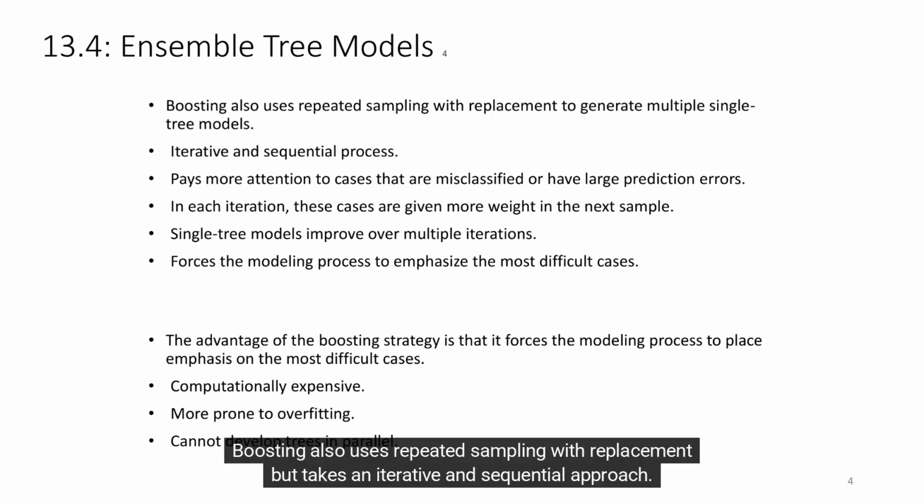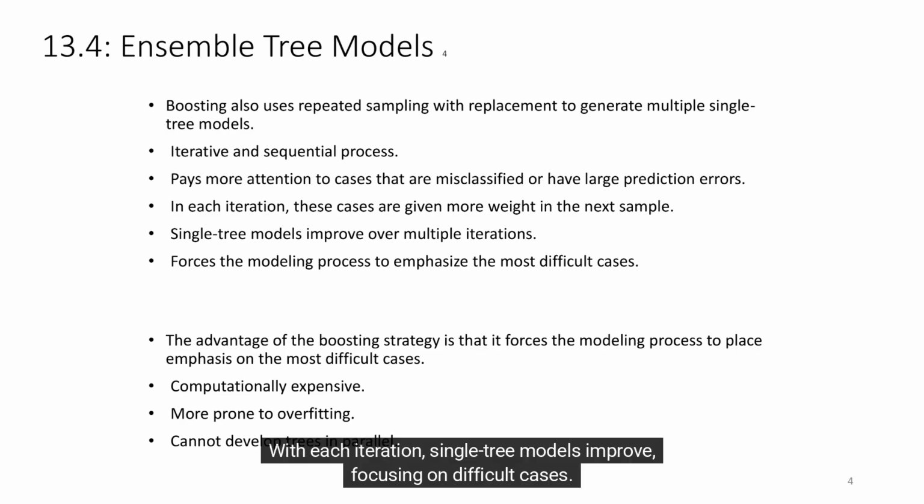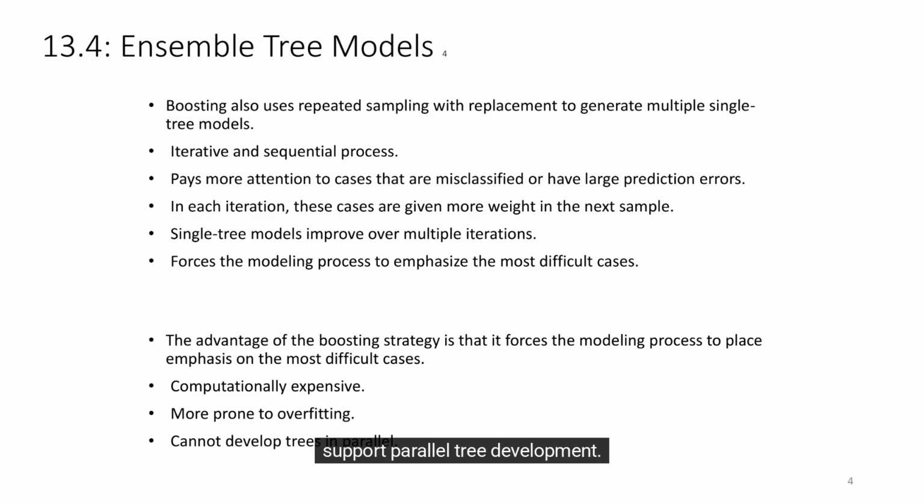Boosting also uses repeated sampling with replacement, but takes an iterative and sequential approach. It emphasizes cases that are misclassified or have large prediction errors by giving them more weight in subsequent samples. With each iteration, single tree models improve, focusing on difficult cases. While boosting enhances accuracy, it is computationally expensive, more prone to overfitting, and does not support parallel tree development.